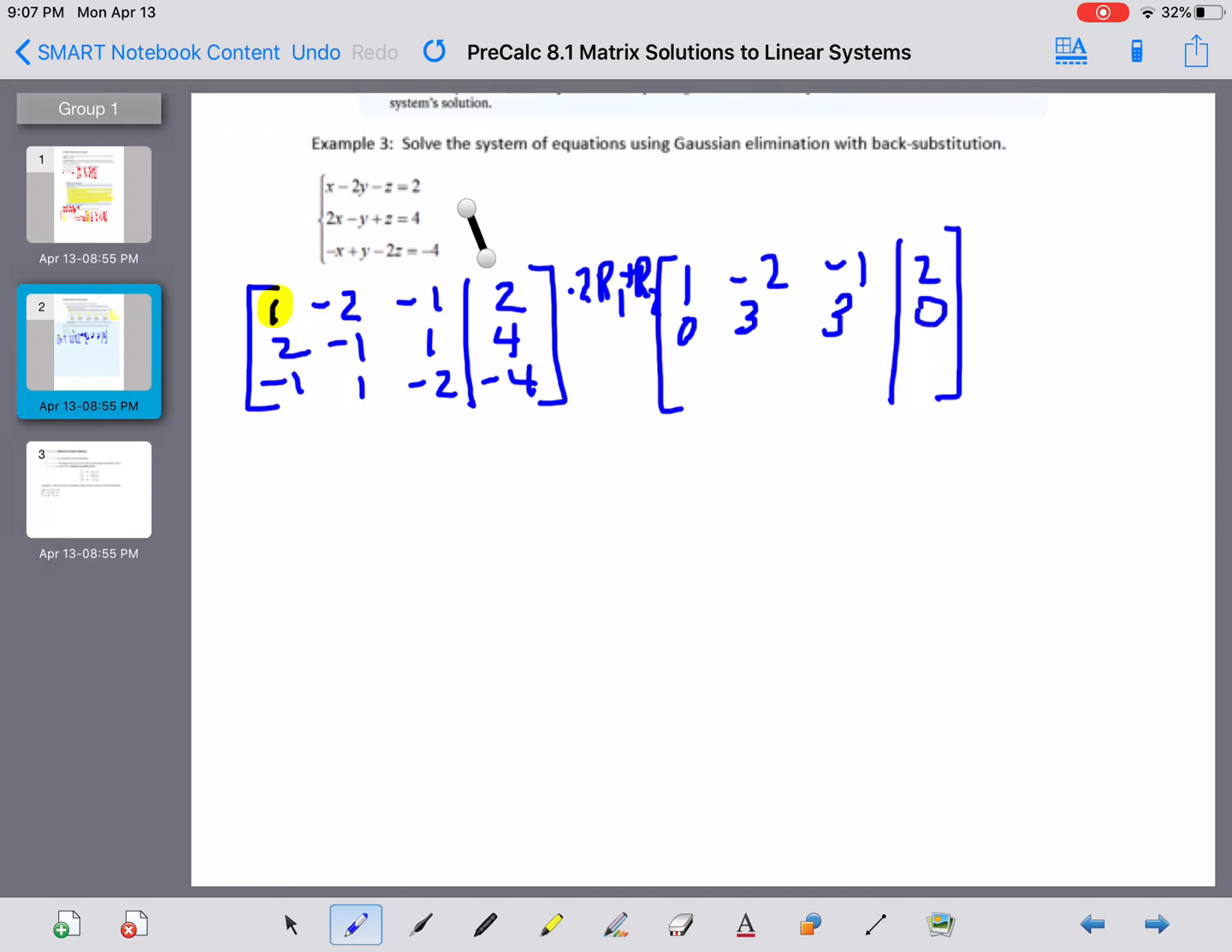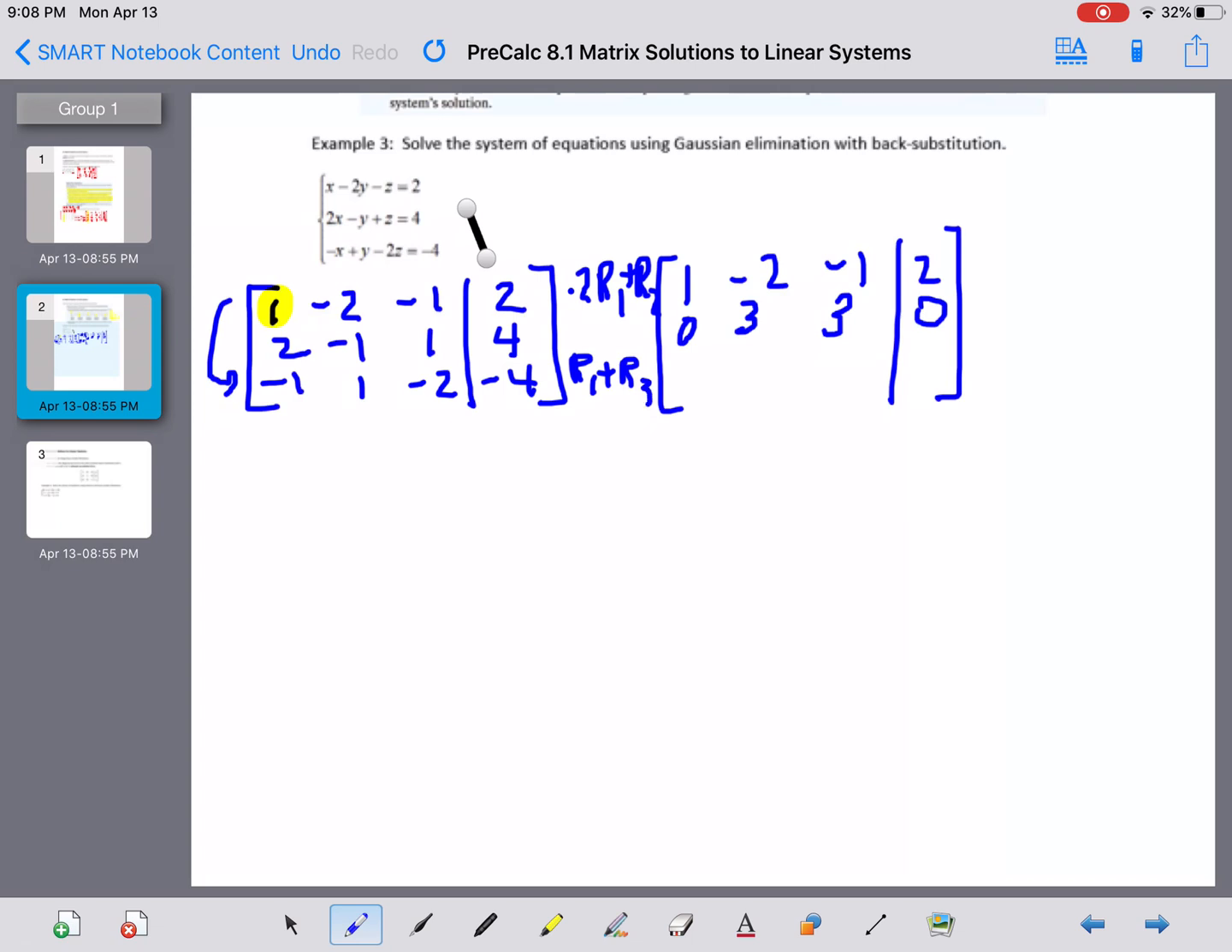Now when I go to do my last row, I would like the entry in the first column to be 0 as well. Again, if I want to work in the first column, I'd like to work with my first row. Looking at my first row compared to my last row, it looks like if I just add them together, I can get a 0. So I'm going to do row 1 plus row 3.